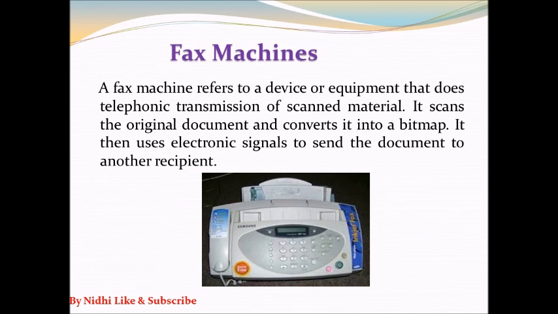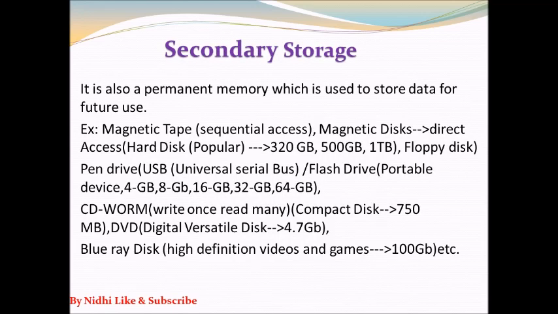Now let us talk about the secondary storages. Okay, in the previous chapter, that is the first chapter, we talked about the primary storage, that is RAM and ROM, and here we are talking about the secondary storage, also known as auxiliary memory or external memory. It is also called permanent memory because it is used to store data for future use. Examples of secondary memory are magnetic tape, which does access in a sequential manner, that is one by one. Magnetic disk, hard disk, okay, that is popular, and that comes in 320 GB, 500 GB or 1 TB form. Floppy disk is also an example of secondary storage.